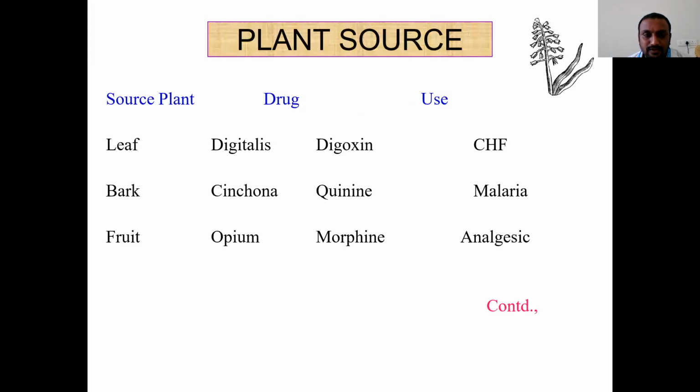Coming to the plant source, if you take the leaf of a plant, drugs such as digitalis and digoxin are derived from the leaf of a plant. They are mainly used in congestive heart failure. If you take the bark of a plant such as cinchona, quinine is used in the treatment of malaria. And morphine is derived from the fruit opium, which we use as an analgesic.